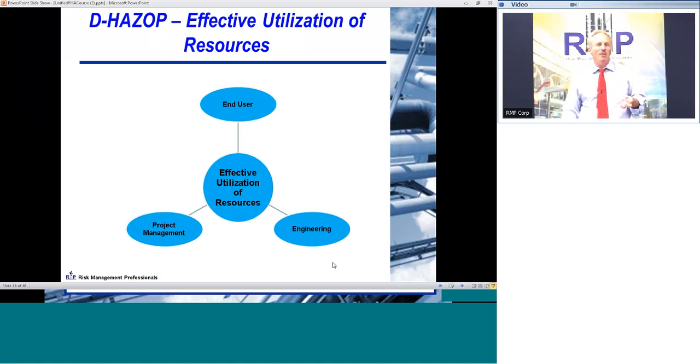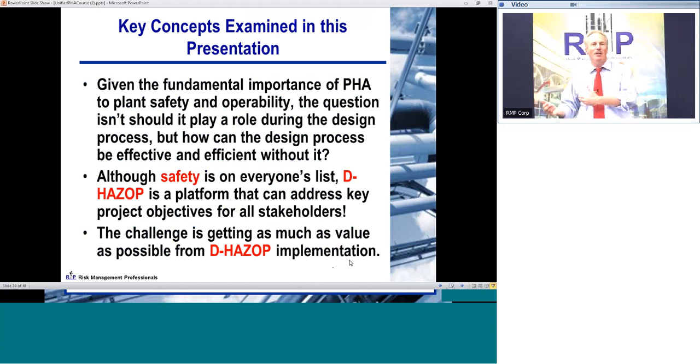So basically, given the fundamental importance of the process hazard analysis to plant safety and operability, it's not so much a question of, gee, do we need to do this, or should we do this during the design process? The real question is, how can you do a design process without involving some sort of safety assessment, some sort of ability to have a different perspective on what can go wrong at that facility, so that as the designer, you can work those bugs out of the system early and inexpensively. So the real question isn't whether we should apply PHA or HAZOP studies, but how can we not apply them during the design process. The real magic is figuring out how to do it effectively and properly.